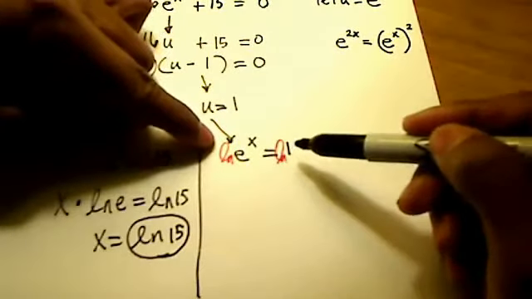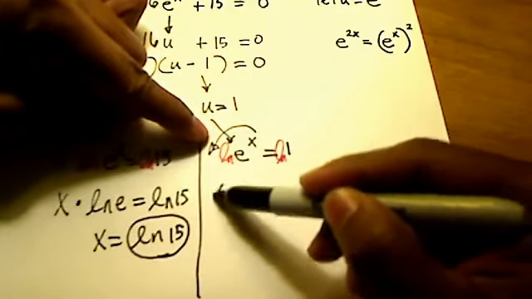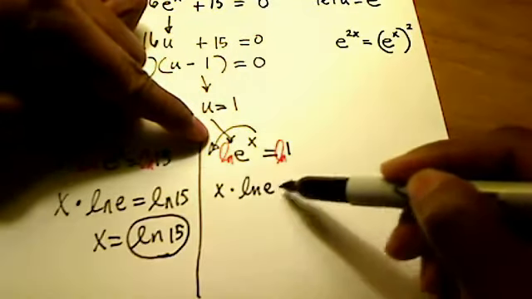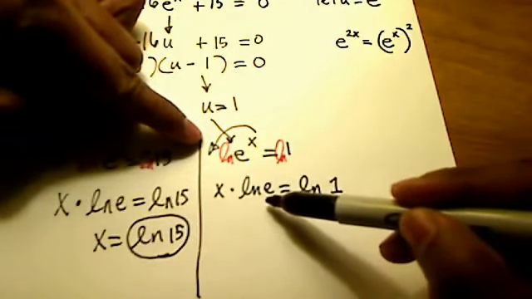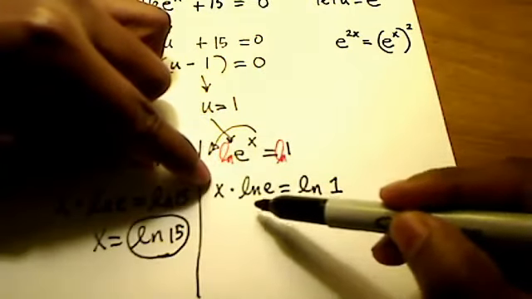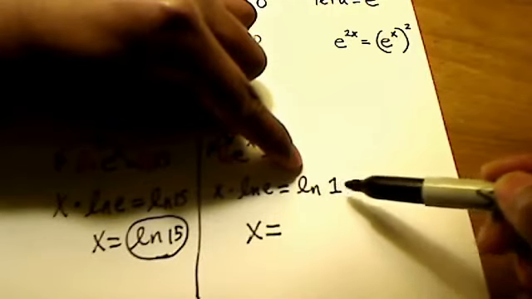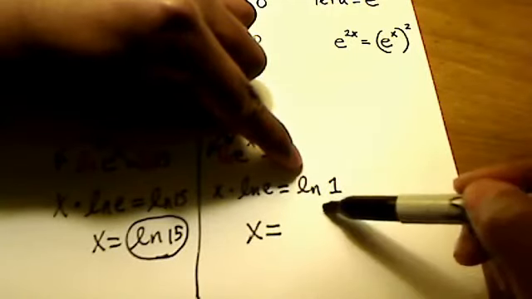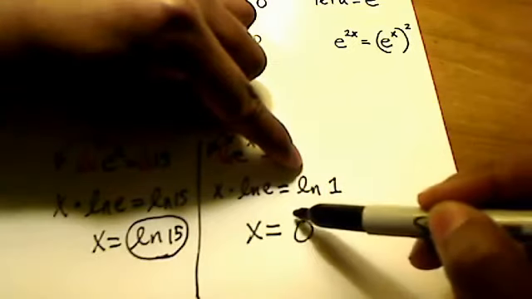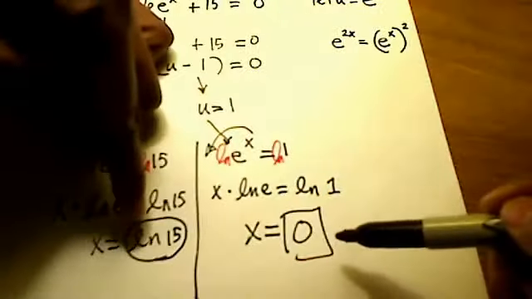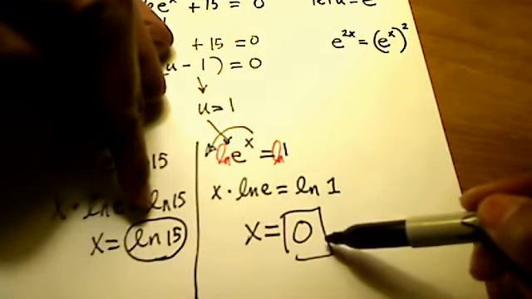On the right side, I can do the same trick. I can take this x and kick it out front. So I have x times the natural log of e is equal to the natural log of 1. And I've got two things going on here. First, the natural log of e is simply 1, so my left-hand side is just an x. But if you try this on your calculator, the natural log of 1 comes out to be 0, because anything raised to the 0 power will give you an answer of 1. So here's my other answer. I have two answers, natural log of 15 and 0.